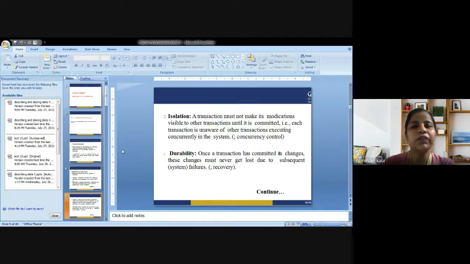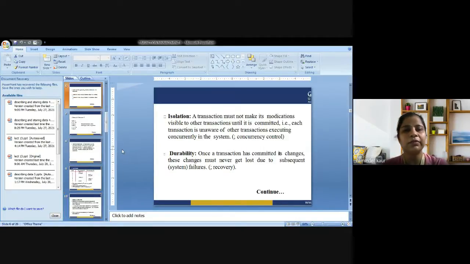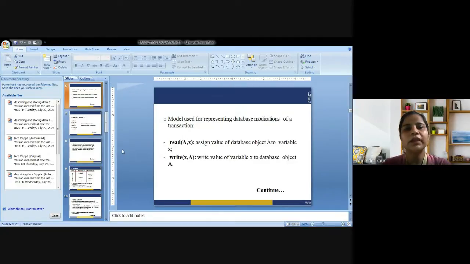Once a transaction has committed its changes, these changes must never get lost due to subsequent system failures or recovery methods. So what are the various models that are used for representing database modifications of the transaction? We are supposed to deal with two operations, basically read and write. We read some value of the database object A, assigned to variable X, and we write the value of the variable X to database object A.